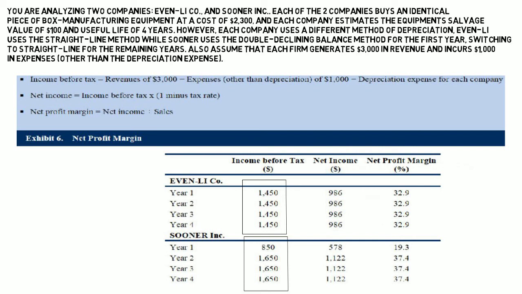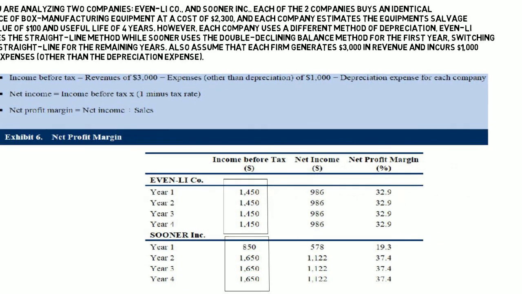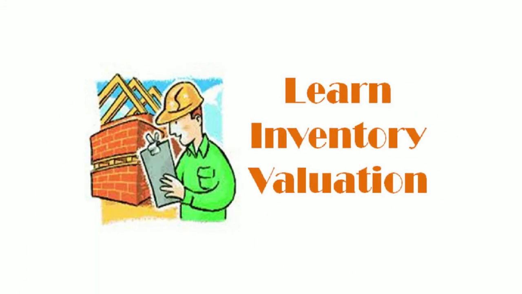Note that the cumulative net income, which will be $3,944, is the same over the 4-year period for both companies. In the next video, we'll talk about the different inventory valuation choices and their impact on profitability.